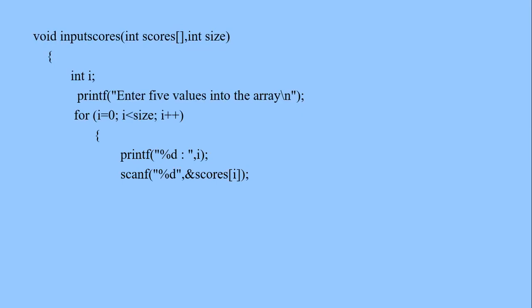So is 5 less than 5? No. So we are going to stop reading the values. That will be the end of that function for input scores. So this function called input scores, its work is to read 5 scores and store each in the array called scores at its respective subscript.